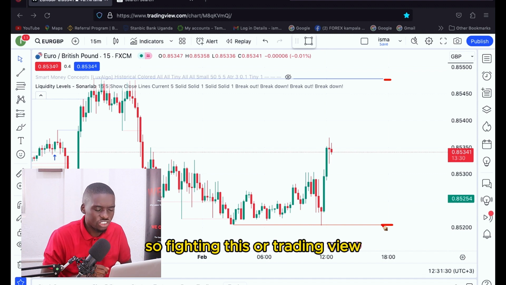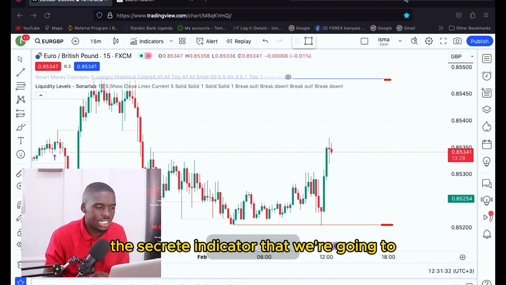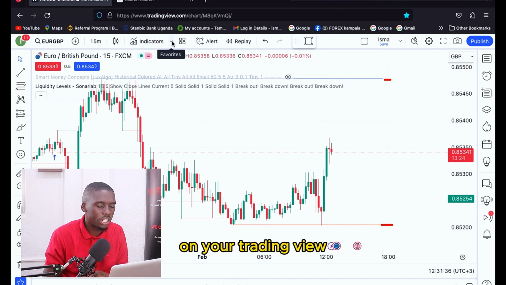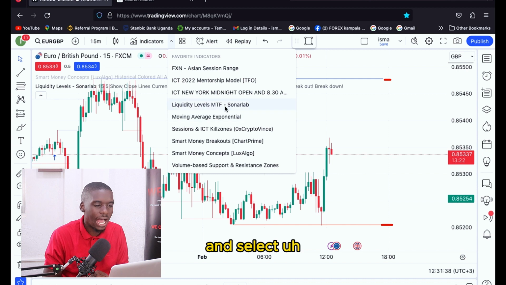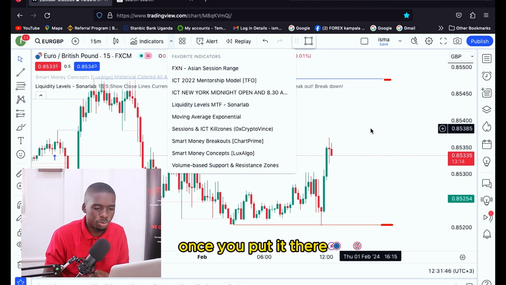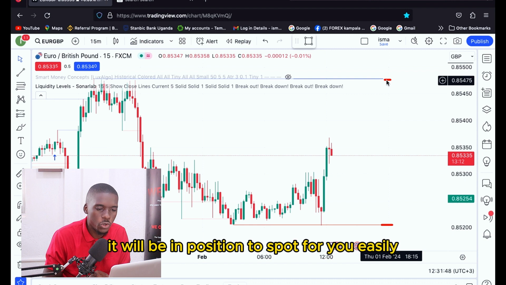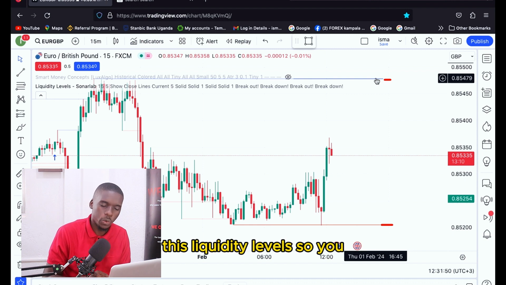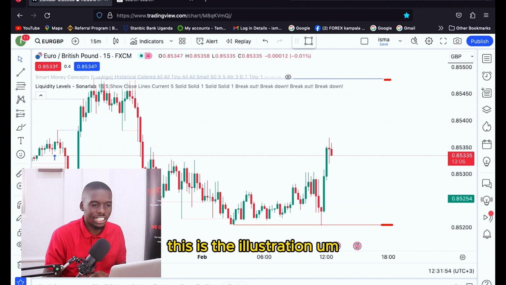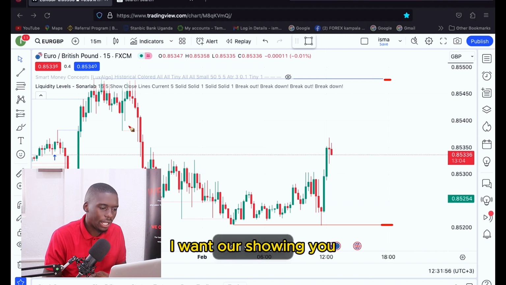Now, this indicator, you're not going to find on MT4, you find it on TradingView. The secret indicator that we're going to use is called, just come to indicators here on your TradingView and select this indicator. It's called Liquidity Levels MTF by Solana Lab. Put it there. Once you put it there, it will be in a position to spot these liquidity levels for you easily, so you don't need to define them.